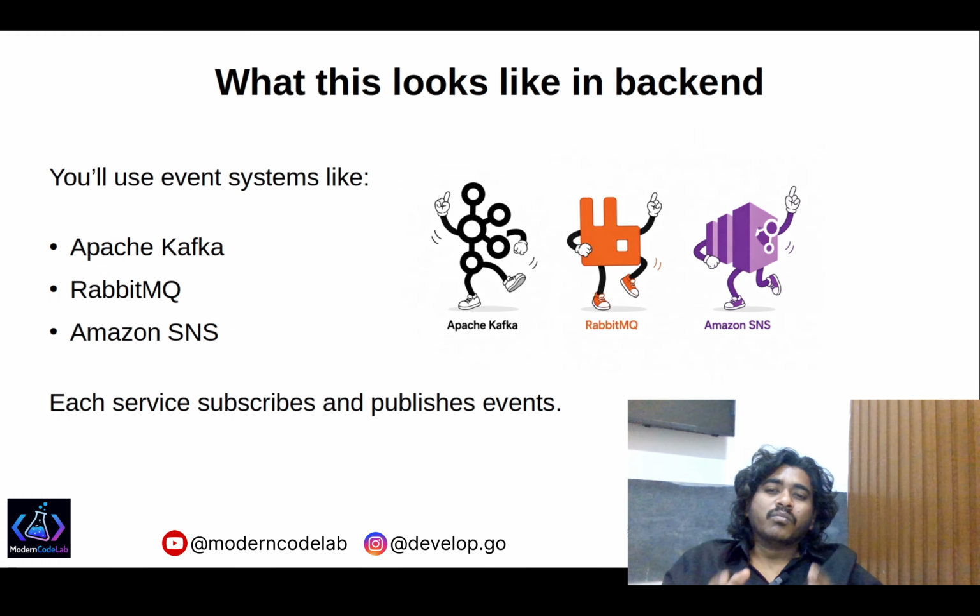Now, what does this look like in the backend? If I'm talking about event systems, you'll immediately think about Kafka, RabbitMQ, message queues, and also Amazon SNS, right? Each service subscribes and publishes events. This is the actual flow that happens when you're dealing with choreography in microservices, especially in the backend, right?